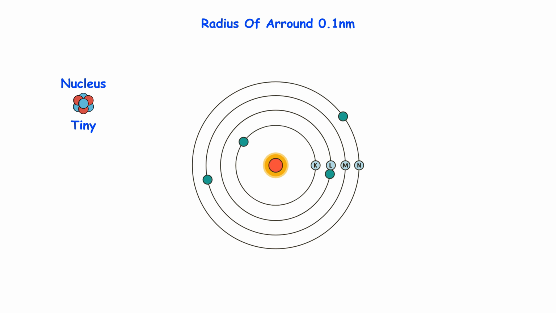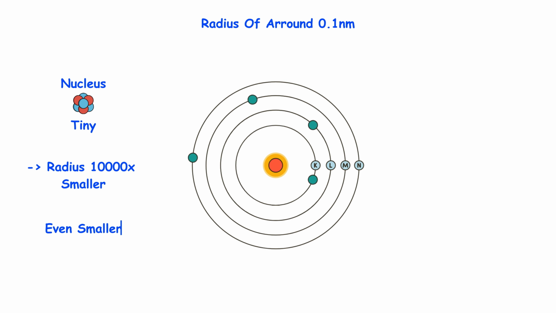And while our diagrams often exaggerate the size of the nucleus for visibility, in reality the nucleus is about 10,000 times smaller than the atom as a whole, and electrons are even smaller than that. In fact, if we drew electrons to their real scale, they would be too tiny to see.